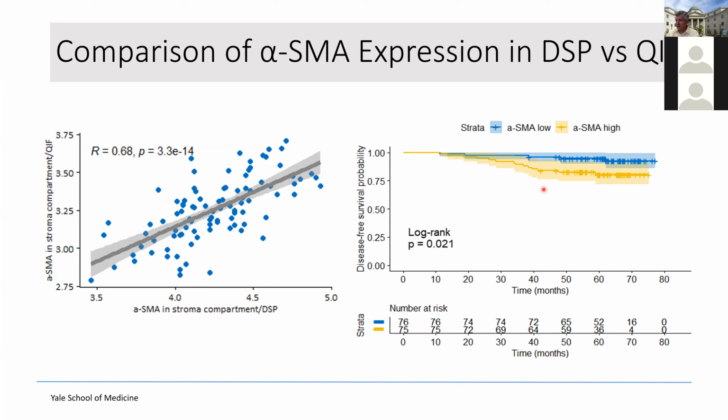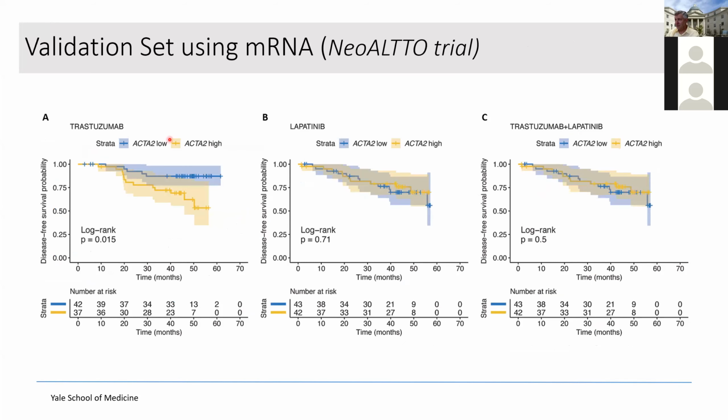But what we did instead was look at alpha SMA mRNA, since we had RNA-seq data from the NeoALTTO trial. And the NeoALTTO trial was trastuzumab versus lapatinib versus both in the neoadjuvant setting in breast cancer. And you can see in the trastuzumab treated, high alpha SMA RNA was associated with worse outcome. So thereby validating the technology with both an orthogonal technique and orthogonal method.